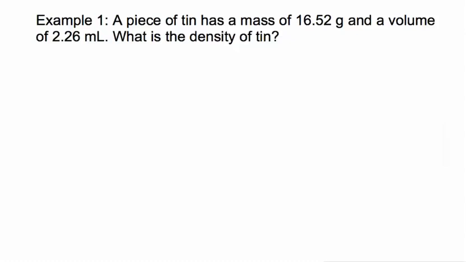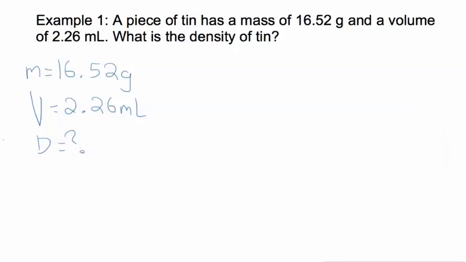The first step to any word problem is to write down what you're given in the problem. So we know that mass equals 16.52 grams and volume equals 2.26 milliliters. And we can tell this because the question says it: a mass of, a volume of. It won't always say it. You should also learn to read your units. And we're asked to find density. So sometimes it's helpful to list that as well.